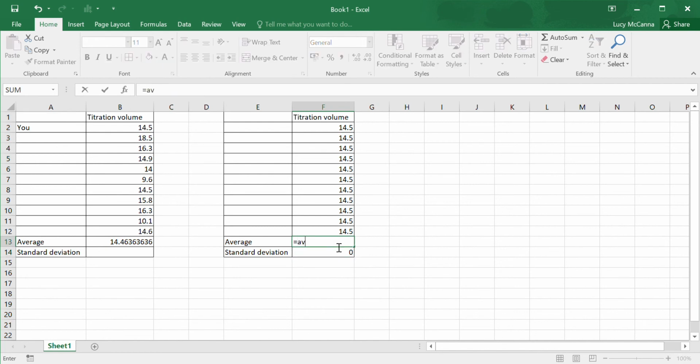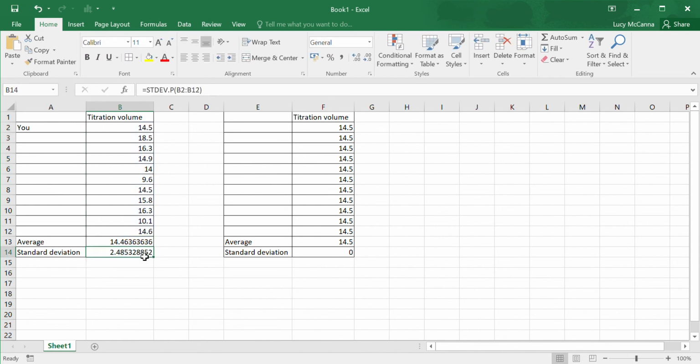You can check that, obviously, convince yourself by taking the average of this data set, add them all up, divide them by how many there are, and because they're all the same number, the average is also 14.5, and the standard deviation, how close or how far away each of these values is from the average, is 0, because they are all the average. So obviously that's going to look a bit different here. Equals st.dev.p, open brackets, highlight this, but remember not to include your average value. You only want to do it for the numbers in your data set.